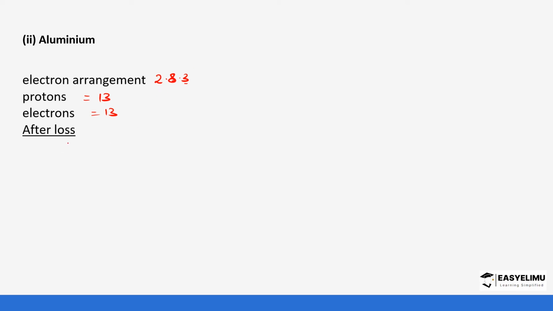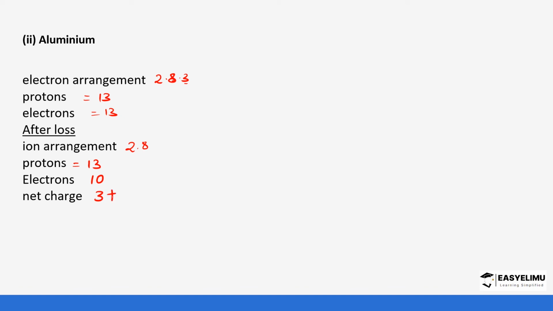So after loss, the ion arrangement becomes 2.8. And then the number of protons will always remain the same since they are not being interfered with. Number of electrons will become 10. And the net charge now will become 3 positive since it has lost 3 electrons. So the formula is going to be aluminium 3 plus.